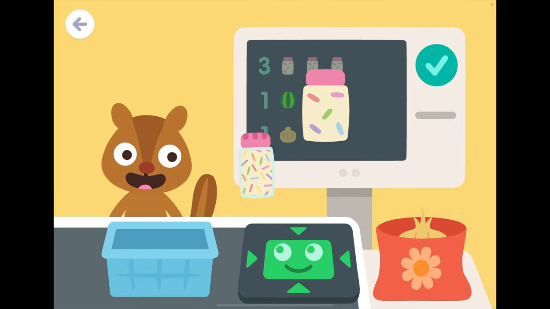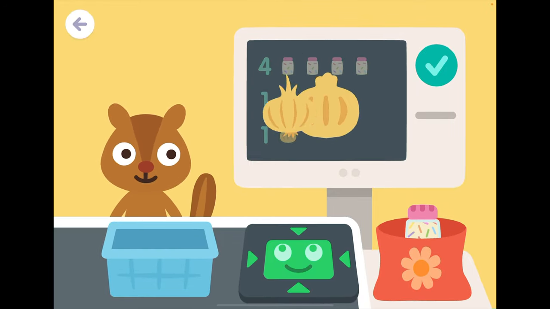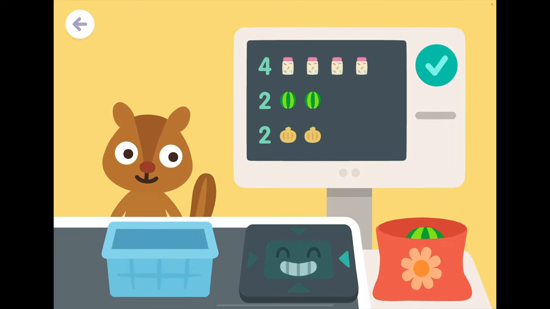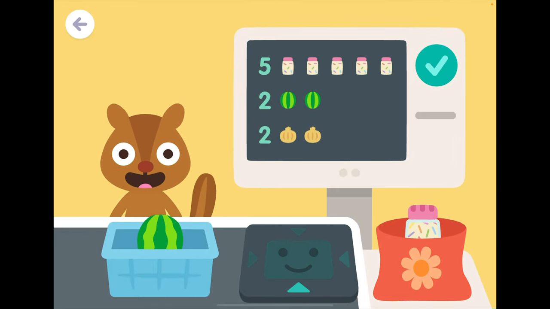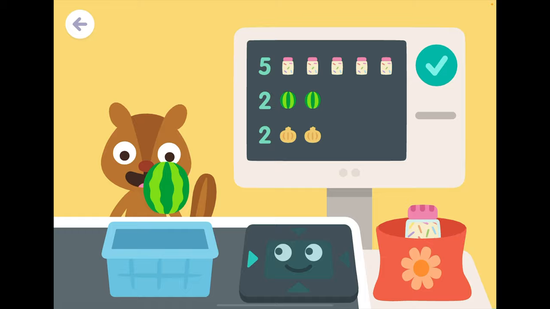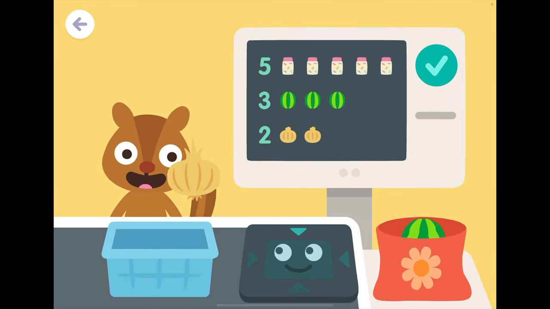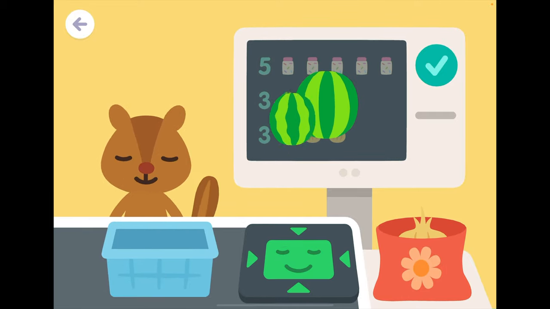Three plus one is four. 1 plus 1 is 2. 1 plus 1 is 2. 4 plus 1 is 5. 2 plus 1 is 3. 2 plus 1 is 3. And 3 plus 1 is 4.